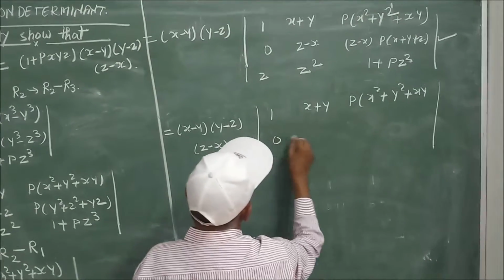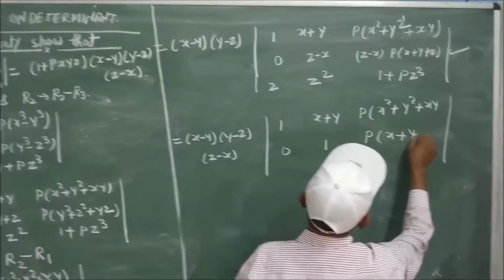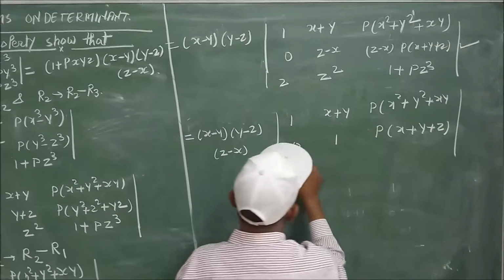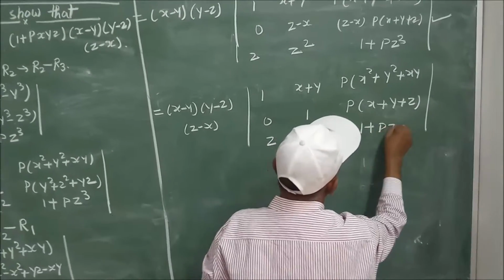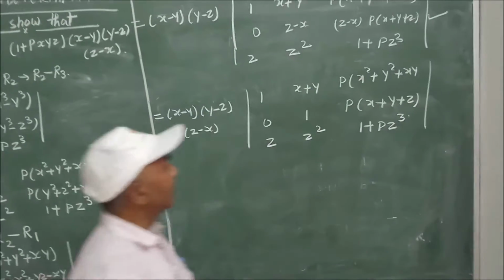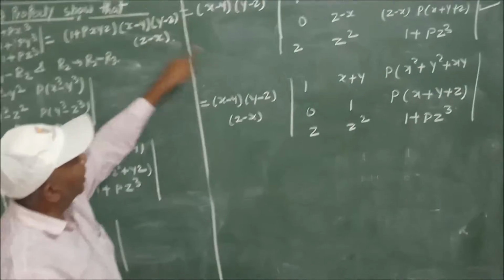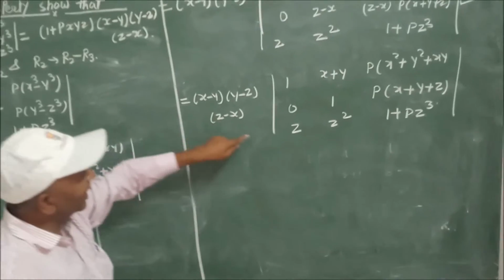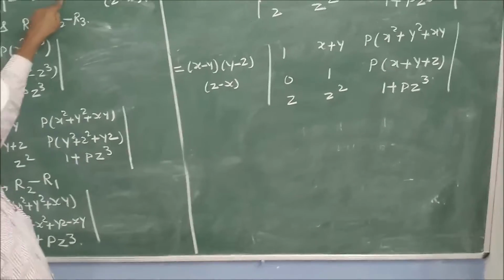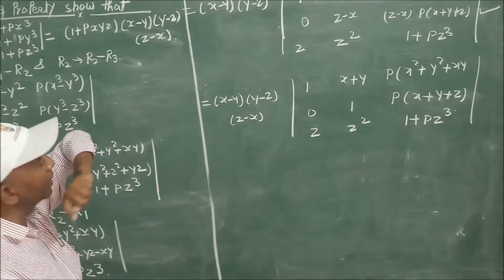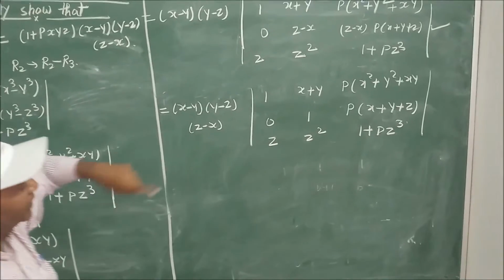Here will be 0, 1 plus p into x plus y plus z. Here will be z square, 1 plus pzq, like this. And our last term, we will get x minus y minus z minus x. That means solving this determinant, we will get 1 plus p into x into y into z. This is our target. So if you solve it, we will get this result. So here will be 0.